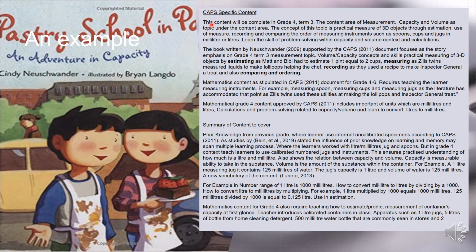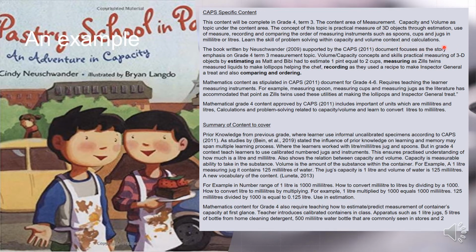This content was completed in Grade 4, Term 3, where the content area is measurement, and capacity and volume is the topic. The concept of this topic is practical measurement of 3D objects through estimation, use of measurements, recording, comparing and ordering, using measuring instruments such as spoons, cups and jars in milliliters or liters.